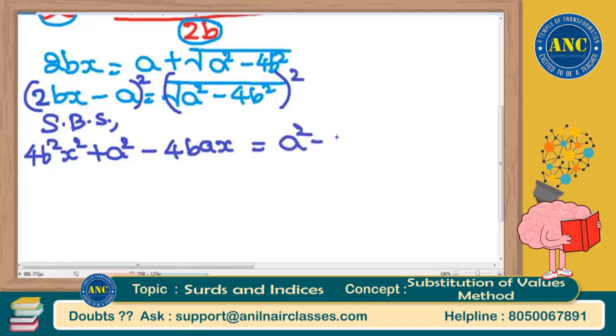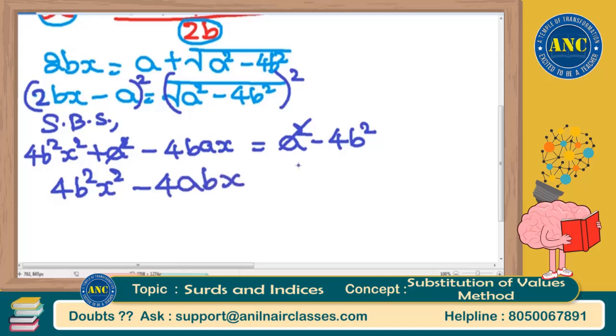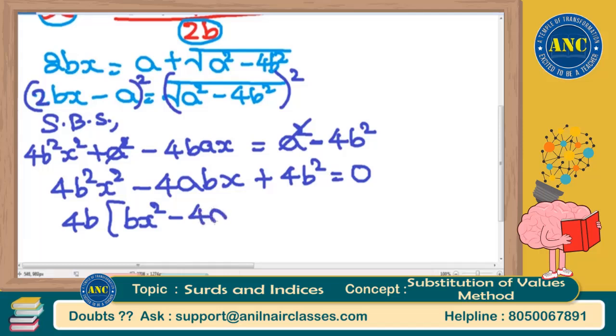On the right hand side, the square root and square will cancel out. I am left with a square minus 4b square, right? A square minus 4b square. If I simplify further, a square will cancel with a square, and I am left with 4b square x square minus 4abx. This minus 4b square comes to the left hand side, and it becomes plus 4b square. If I take 4b as a common factor, bx square is left, minus ax is left, plus b is left. This is equal to 0.